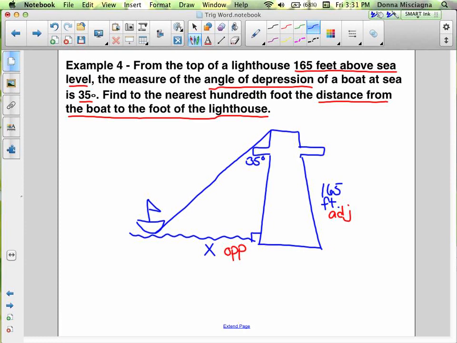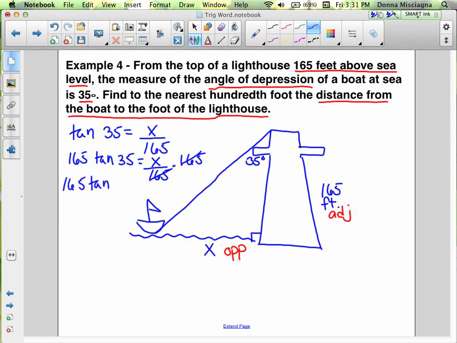So opposite and adjacent, that's going to be tangent. So tangent 35 equals x divided by 165. We need to isolate x, so we're going to multiply both sides by 165. So we have 165 tangent 35 equals x divided by 165 times 165, that will cancel out that division there. And so we have 165 tangent 35 equals x. Now at this point you can use that table and plug in the ratio for the tangent of a 35-degree angle, or you can use a calculator. Both are giving you the same answer and doing the same thing.